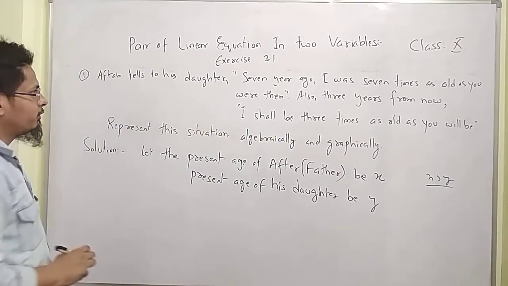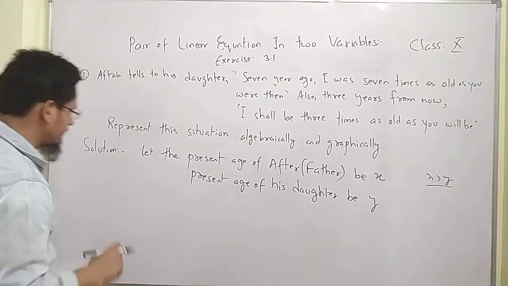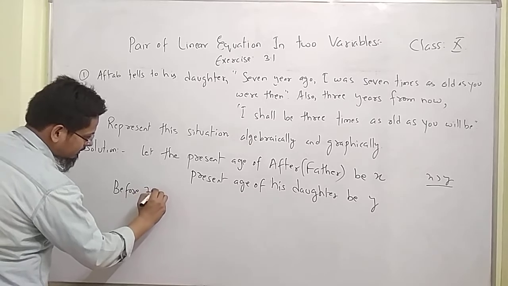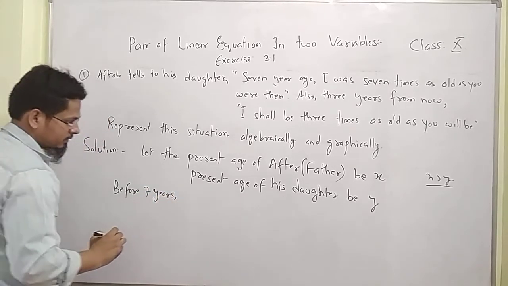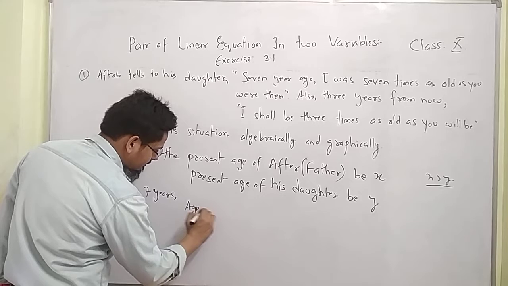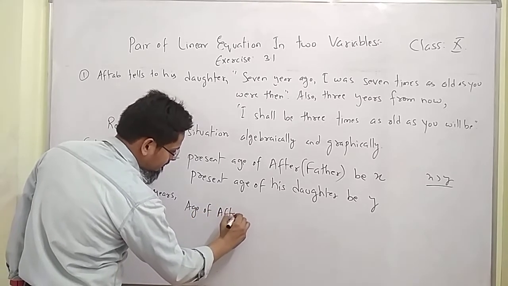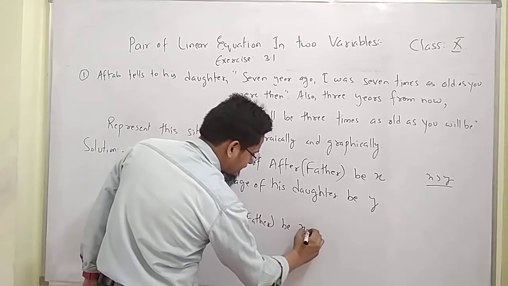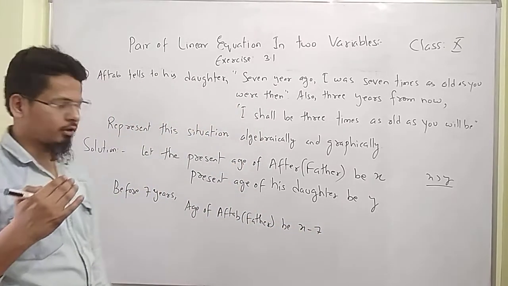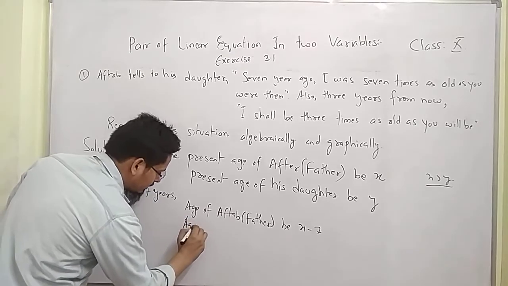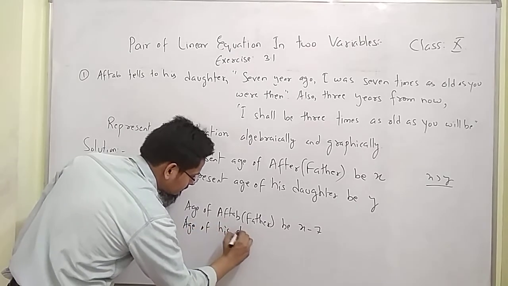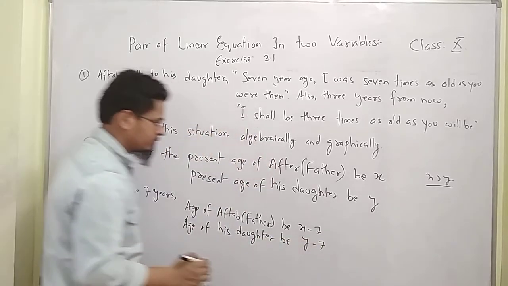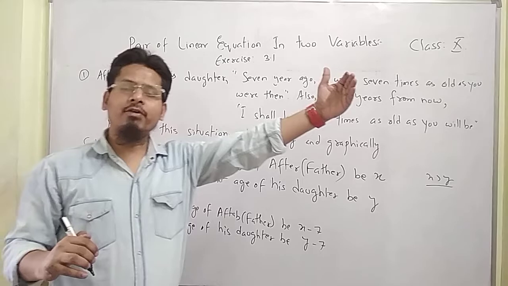Now, what is mentioned here? 7 years ago. So you write it here. Before 7 years, the age of father, the age of Aftab, is x minus 7. I subtract 7. And the age of his daughter is y minus 7. Means first I moved 7 years back.